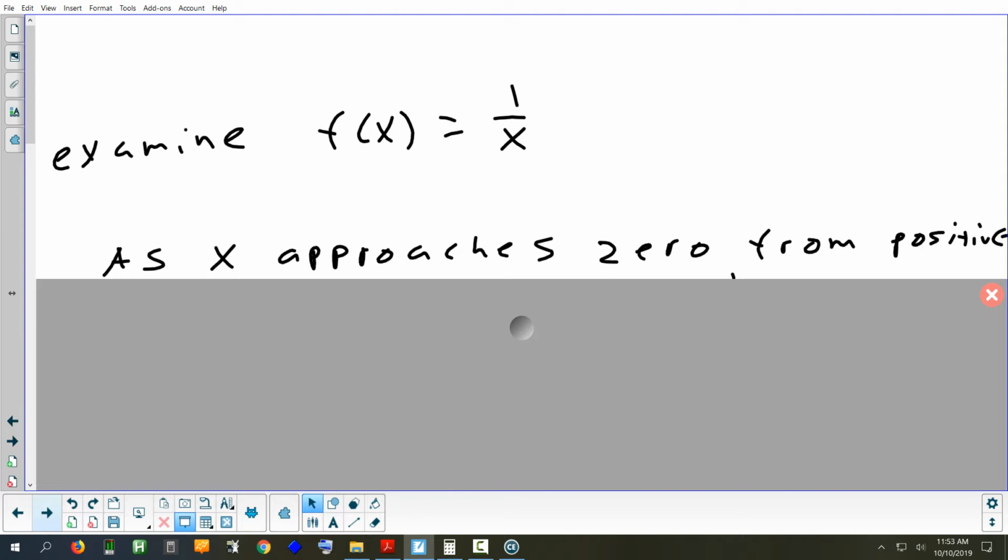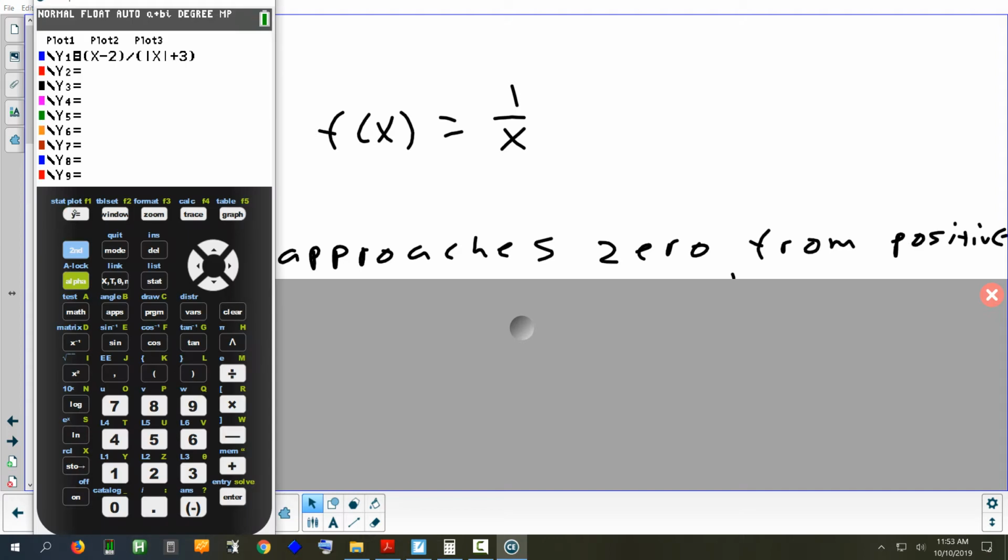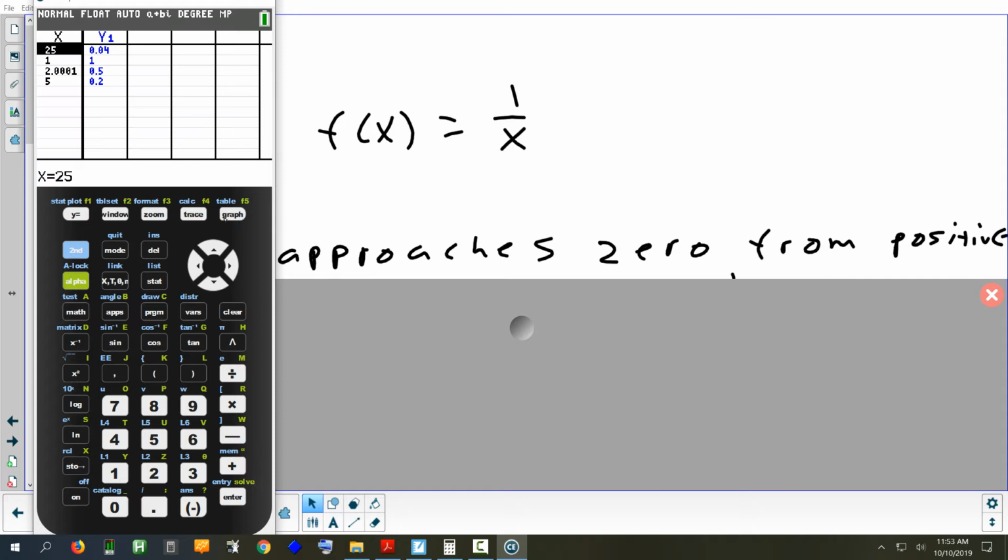Now, I want to look back at the first graph we did and see what happens as you get close to 0. We already know you can't plug in 0, right? If you try to fill in 0, then you're going to divide by 0. But let's just plug in very close. So what happens if I let x be like 0.01? What's 1 divided by 0.01? 100. 1 divided by 1/100th is 100.